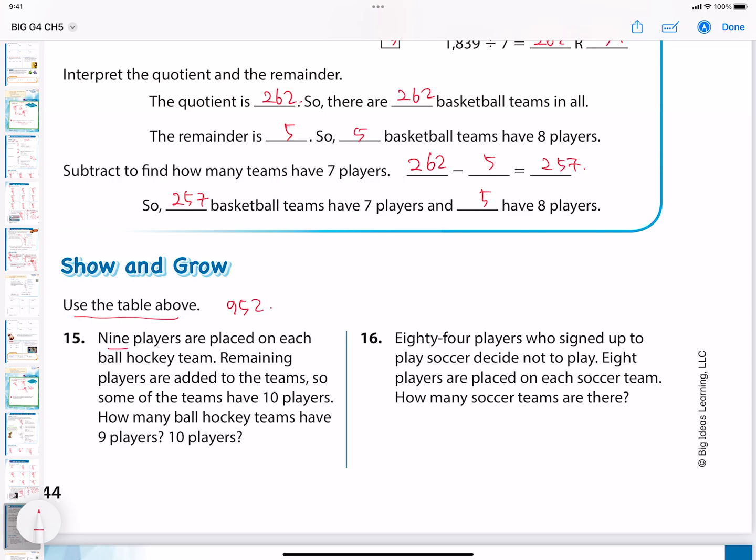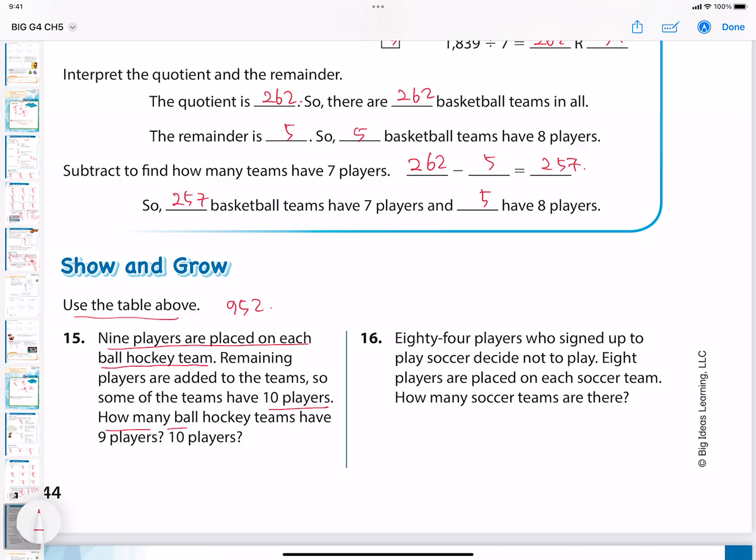Okay, 9 players are placed on each ball hockey team. Remaining players are added to the teams, so some of the teams have 10 players. How many ball hockey teams have 9 players and 10 players? Okay, let's find out. Now you need to find out the quotient and remainder.